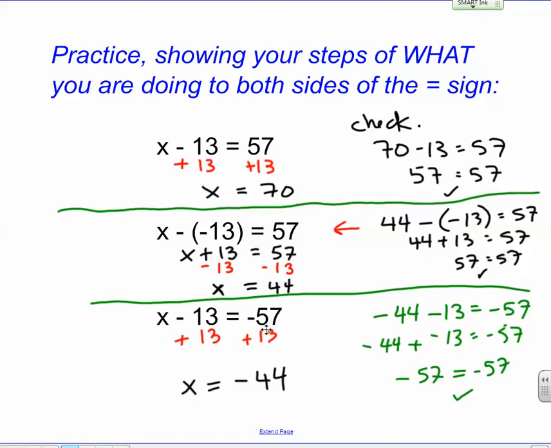And this one, to undo, I'm going to add 13 to both sides. Negative 57 plus 13 is negative 44. Show your check. Negative 44 in for x minus 13 becomes add the opposite. This becomes addition. The opposite of 13 is negative 13. And this debt makes a bigger debt. It is negative 57, and that is equal to the right side.